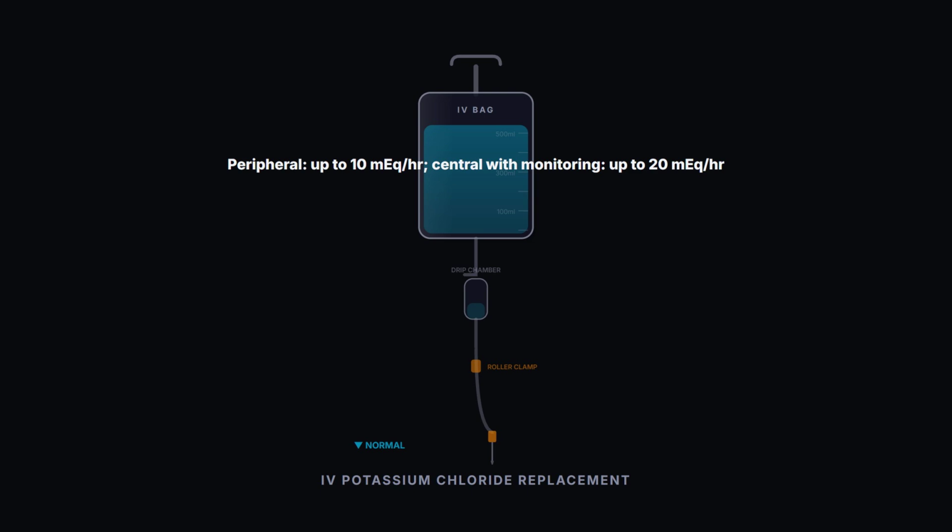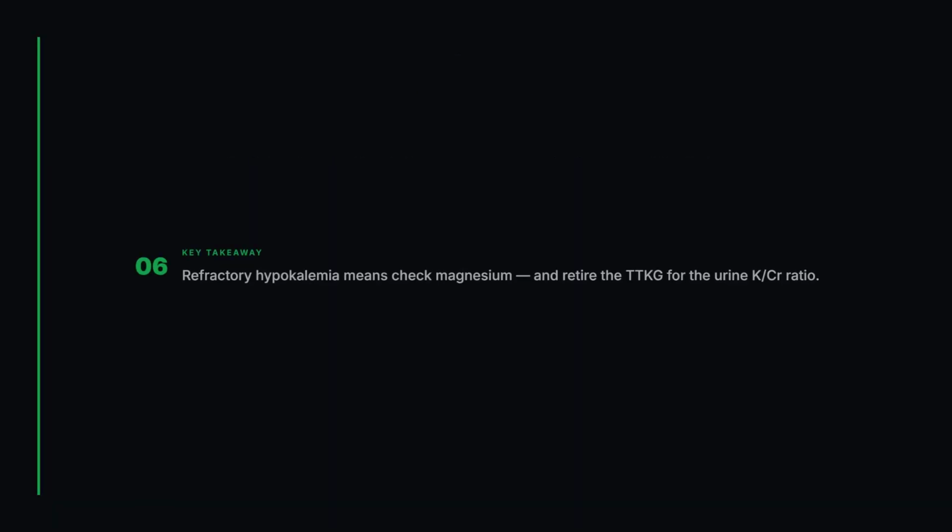Check magnesium reflexively in refractory hypokalemia. Retire the TTKG in favor of the urine potassium creatinine ratio, and respect the infusion rate ceilings.